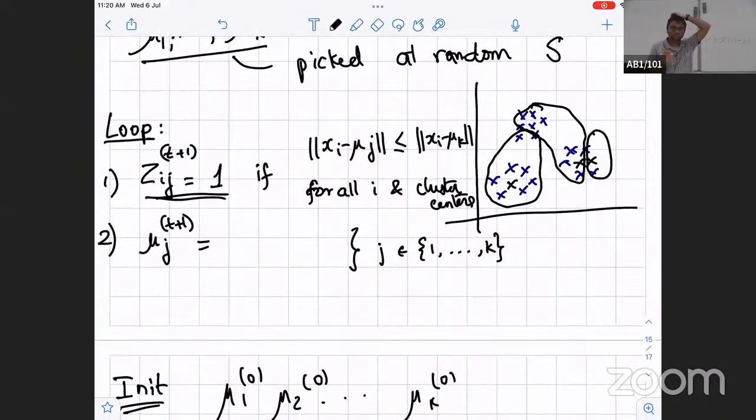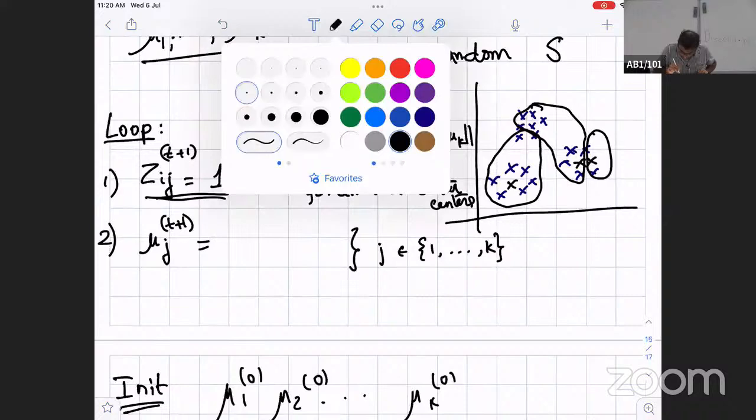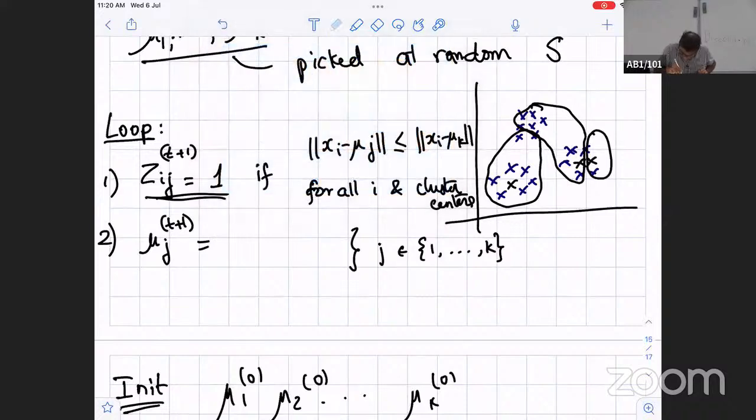So that is what is happening till here. Do you understand now? And what is mu j of t plus 1? I am trying to find the new cluster centers. So I will look at these blobs and I will pick points which are going to be new cluster centers. Let's just pick something which we can all see. Perhaps this will be the new cluster centers.